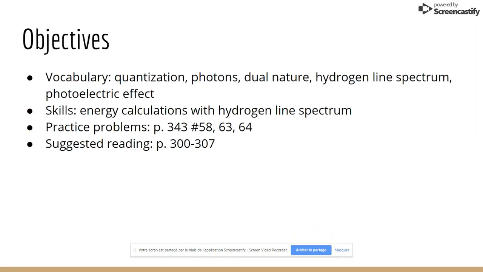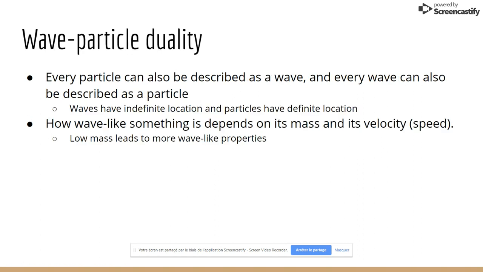In this video, we're primarily going to be talking about quantization and how that applies to the hydrogen line spectrum. Pause here. So we talked about the dual nature of light in the last video. This is really just the continuation of that, which is wave-particle duality. Everything that is a particle can also be described as a wave, and everything that is a wave can also be described as a particle.